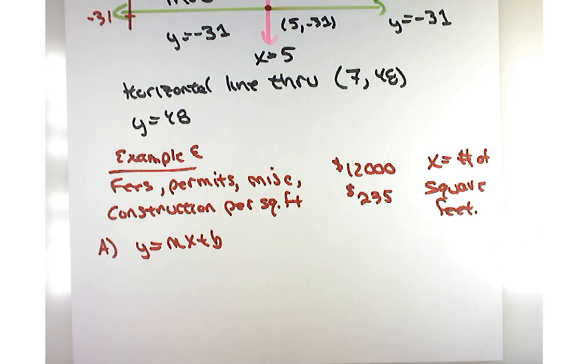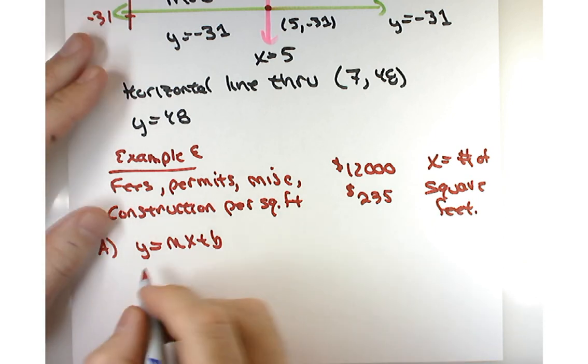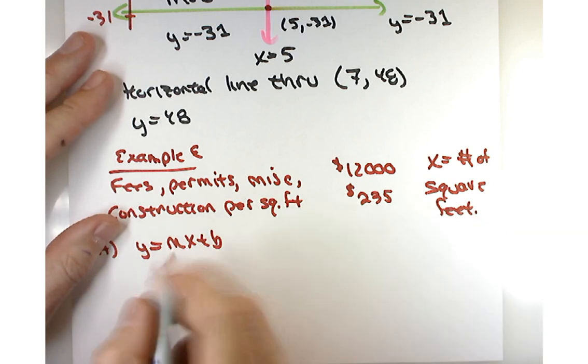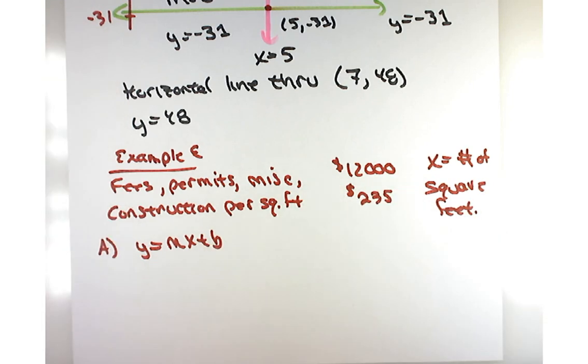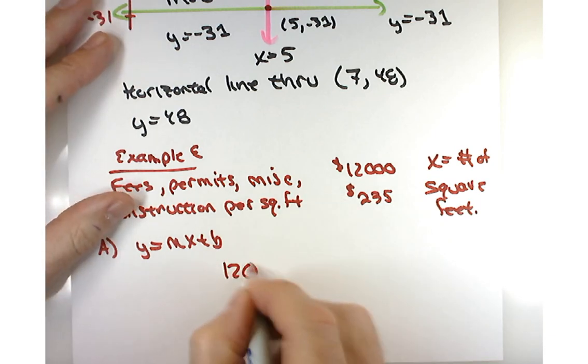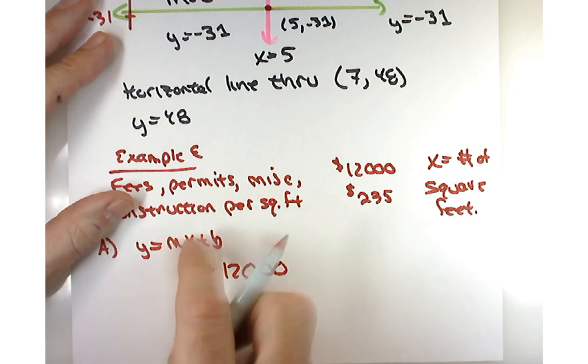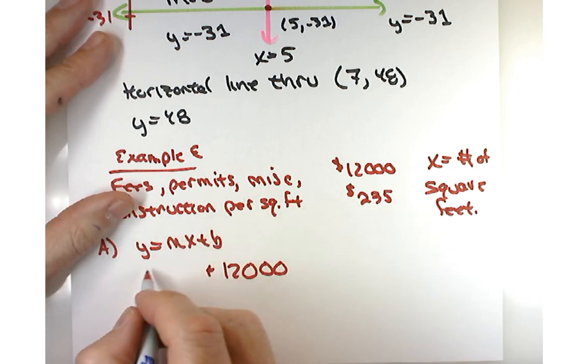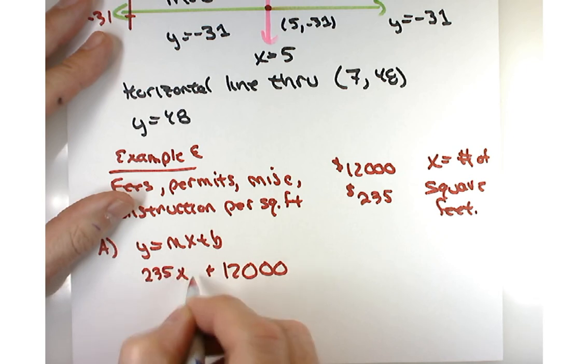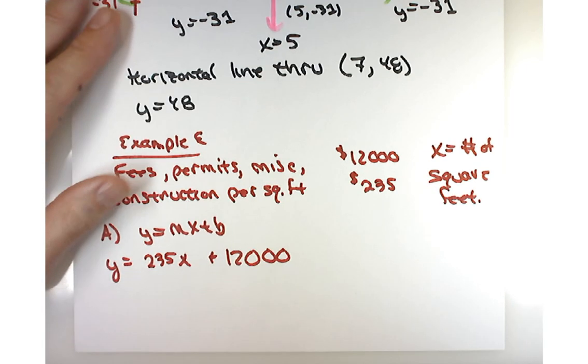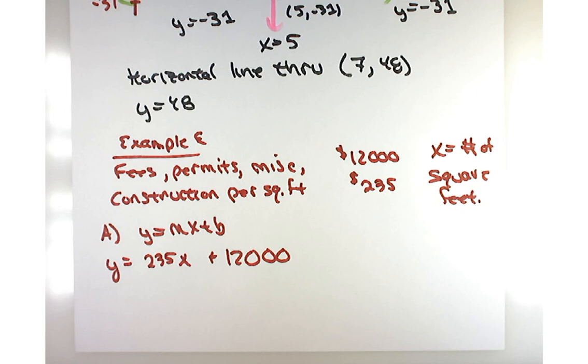But which one of these is the slope? Which one of them is the intercept? Jocelyn? 235 is the slope, and then the 12,000 is the B. Good. So 12,000, that's your fixed cost. That doesn't change regardless of how many square feet you build. That's just fixed. So you're paying that even if you build 0 square feet. The 235, that is going to change the price depending on how many square feet you build. So thank you. And thank you, Emmy, for also volunteering. So there's our equation. Great.